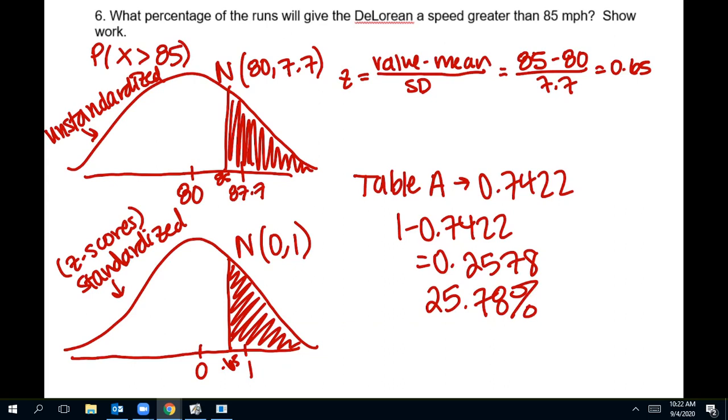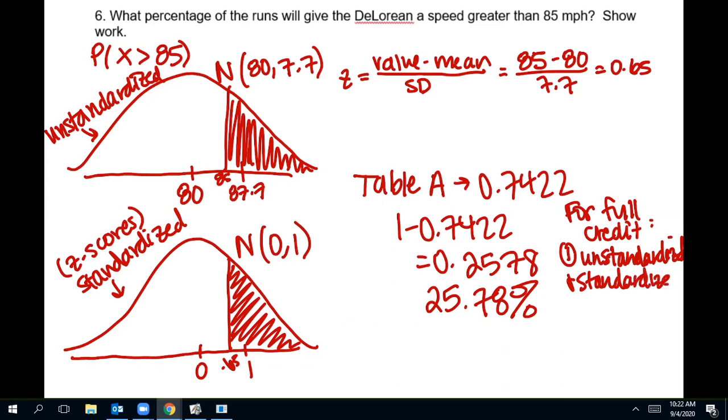And so I know everyone's curious, what do I have to show on my exam and for all tests in here? So I'm going to write what you have to do for full credit right here. First, we want the standardized and unstandardized normal curves.